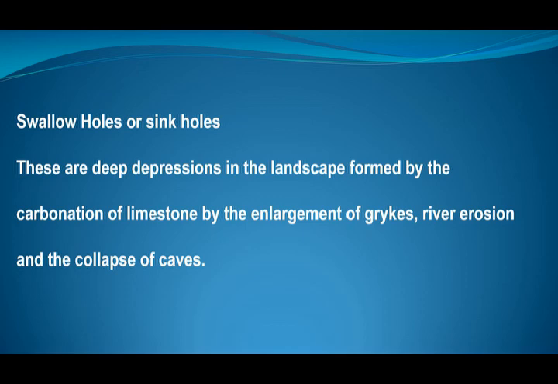It can also be formed by a river. Some swallow holes are also formed when the roof of caves beneath the surface collapse, forming a deep hollow. All right, and this is what we call a swallow hole. Swallow holes can also be formed when clints and grikes are made deeper and wider, or are enlarged, and that's another way by which swallow holes can be formed. So clints and grikes can be made wider or deeper by the process of carbonation, where the water dissolves the limestone, creating swallow holes.